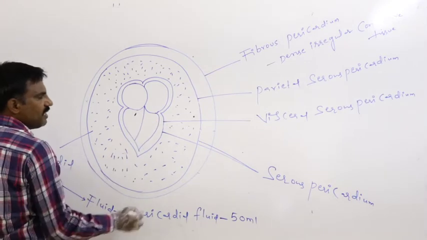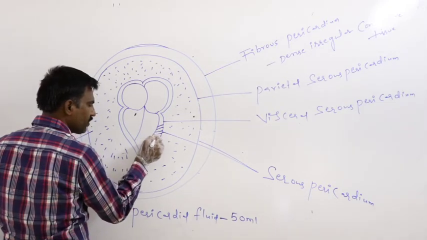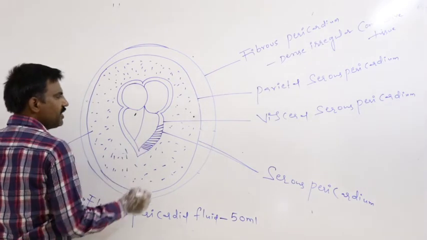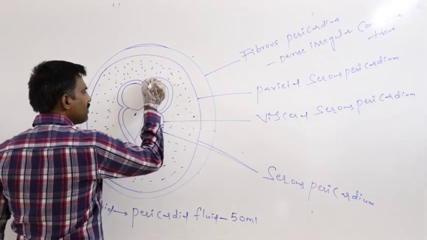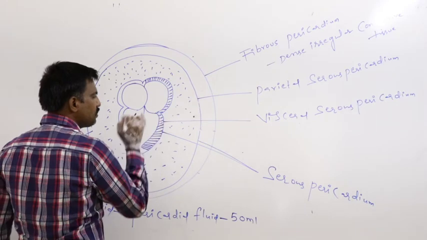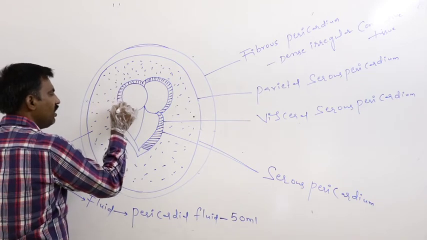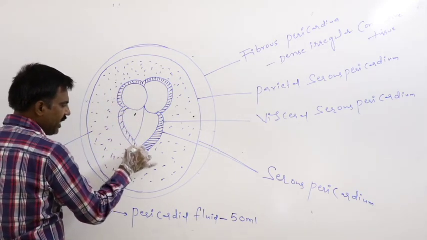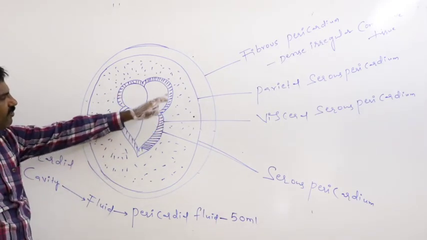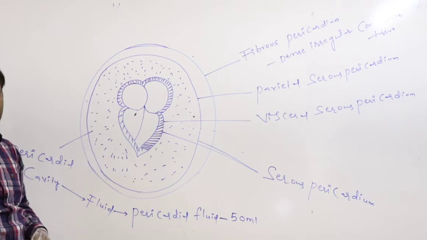Next, the visceral serous pericardium completely attaches to the outer surface of the heart wall. This is the outer surface of the heart wall. The visceral serous pericardium completely attaches to the outer surface of the heart wall.